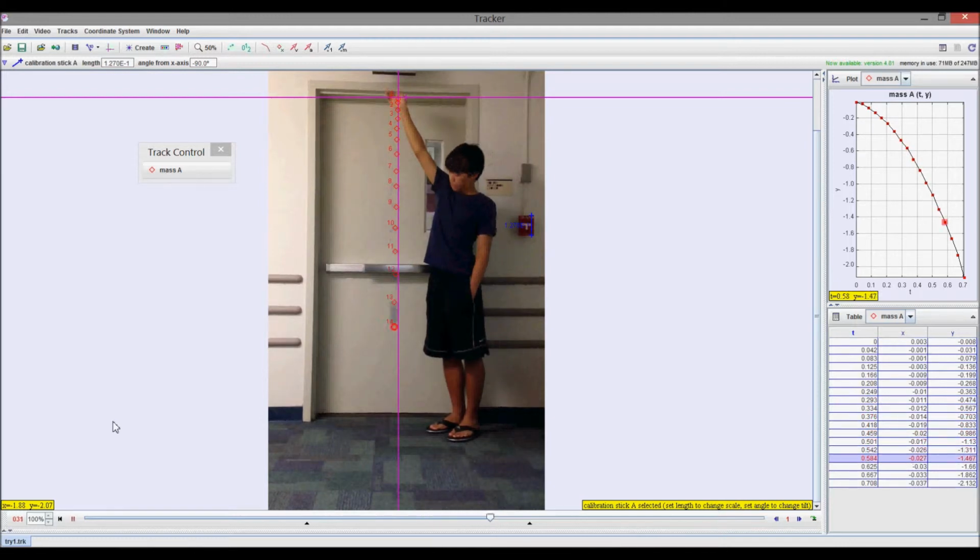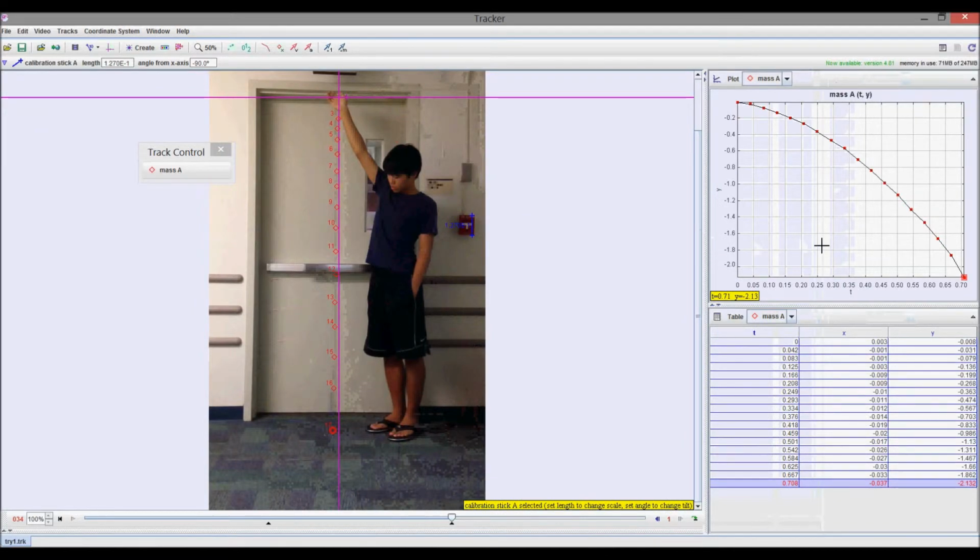I use markers in order to watch the object's motion and analyze it. As you can see in our position versus time graph, the velocity is increasing over time, as velocity is the slope of the line.